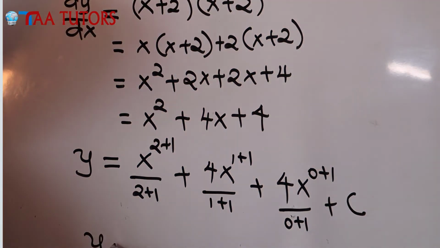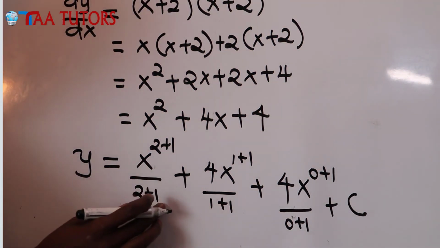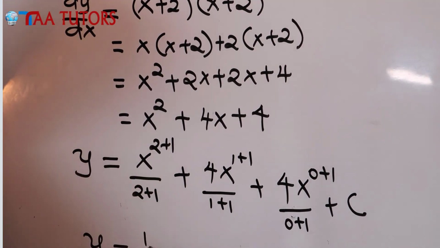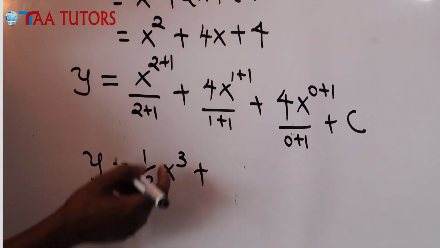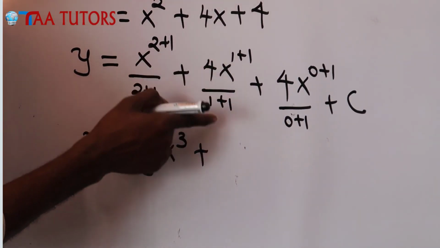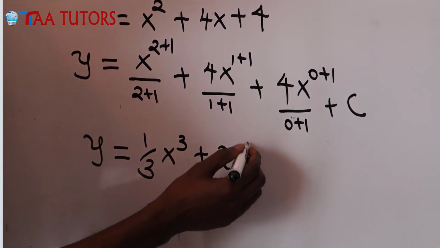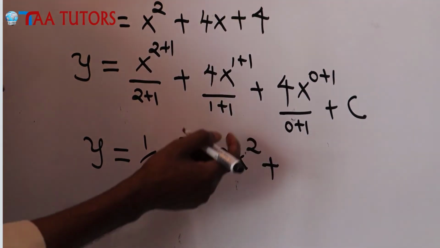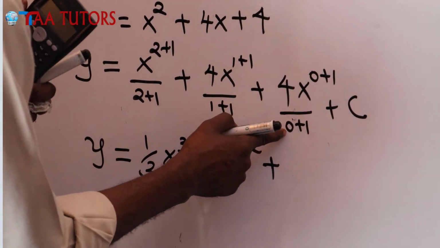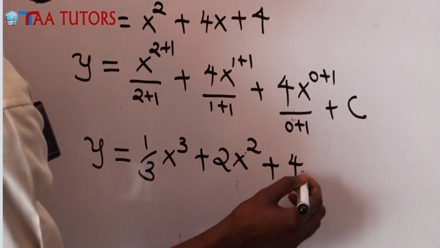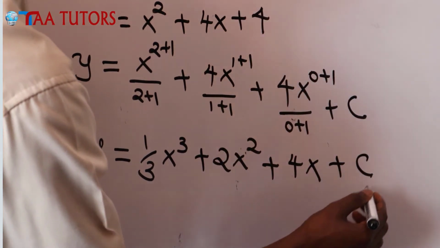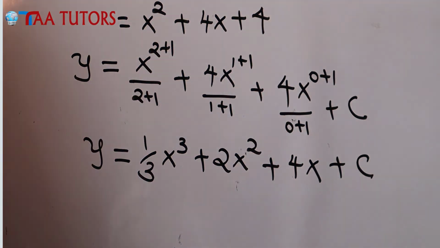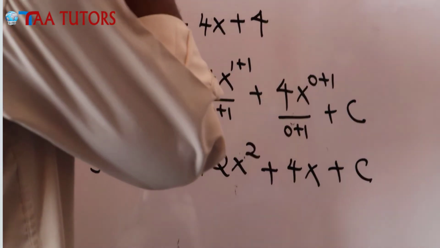So we'll get y equals, this is 3, so 1 over 3 is the same as a third, x cubed plus, this is 1 plus 1 is 2, 4 over 2 is 2, so 2x power 2 plus, this is 4, 0 plus 1 is 1, 4 over 1 is 4, x power 1, but power 1 is just 1, so plus c. We know that the curve passes through point 1,7.